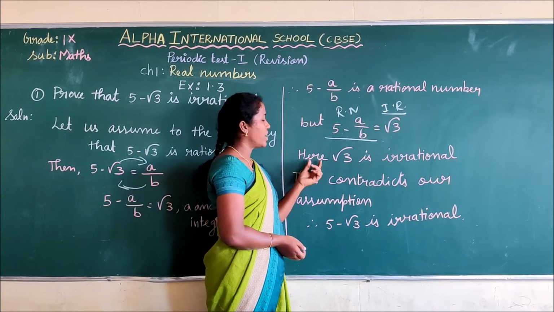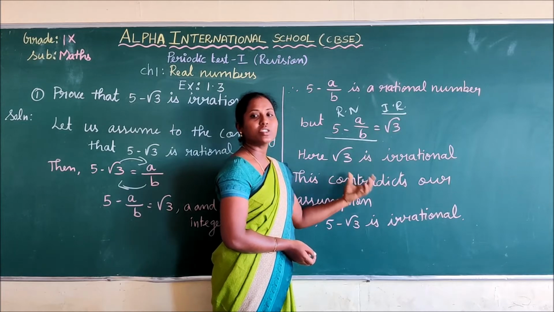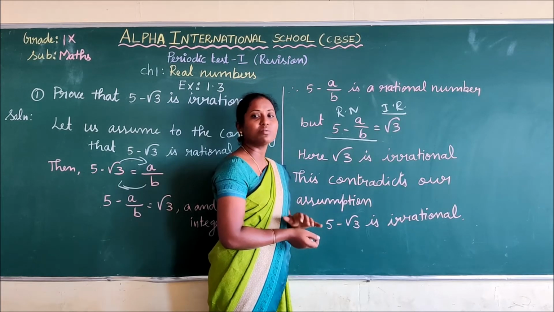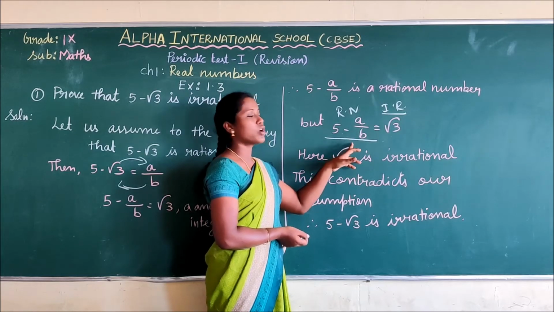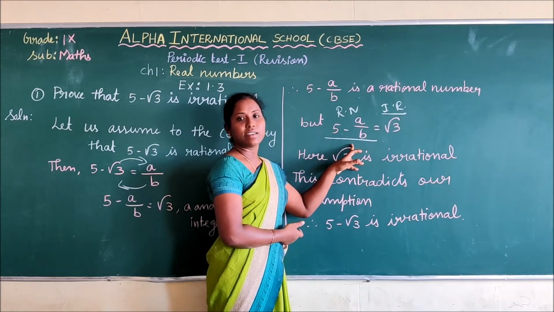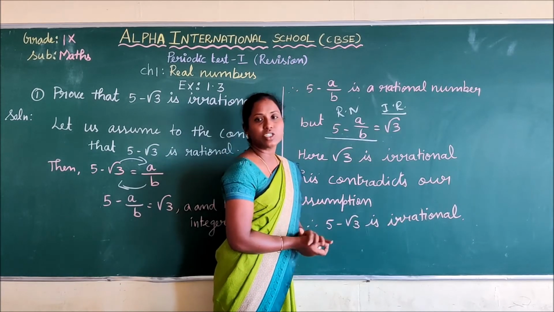What we did is, we have taken the contrary assumption that 5 minus root 3 is a rational number. Because our assumption is wrong. We took that 5 minus root 3 is a rational number. So only we got the different result here. So we conclude that 5 minus root 3 is an irrational number.